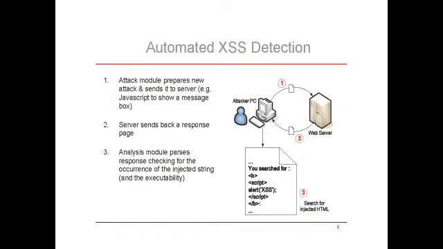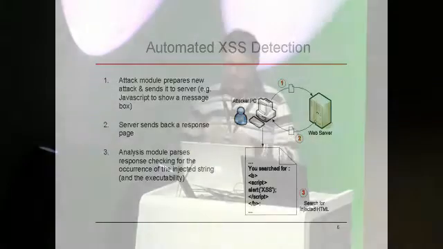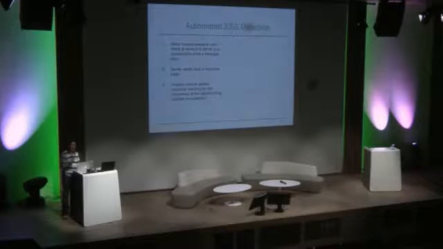So what the tool did was it prepares a new attack, and it sends it to a server. In this case, we were looking at client-side issues. The server sends back a response page. The analysis module parses the response and checks for the occurrence of the injected string and its executability. Basically, what we were doing was taking a very simple, benign piece of JavaScript code, trying to inject it into the application and looking at the response page. And if that script was in that response page, it meant that the JavaScript was not being filtered, meaning that something like cross-site scripting would be possible. So this was basically the architecture of the tool. I'm not going to go into detail about that.